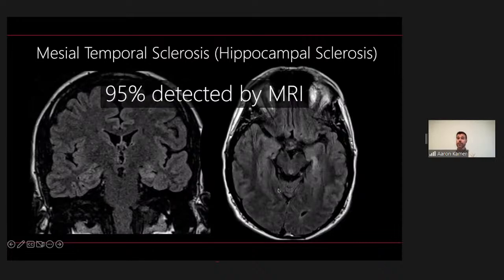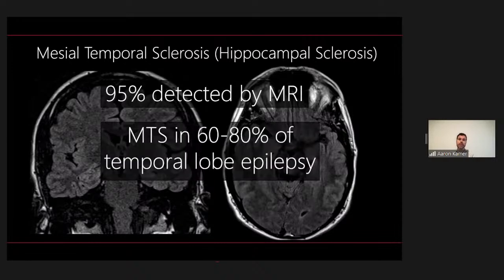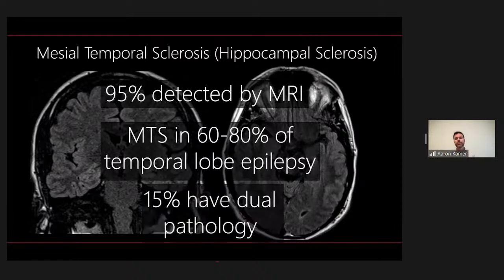There is a big chunk of these mesial temporal sclerosis cases that are detected by MRI. So 95% tend to be detected. And it's present in a huge percentage of patients with temporal lobe epilepsy. So the most complicated cases that I'm dealing with are those where we couldn't find an abnormality. But MTS cases often don't even come to our multidisciplinary conference because it's such a straightforward management plan.